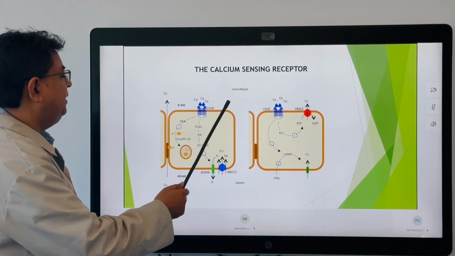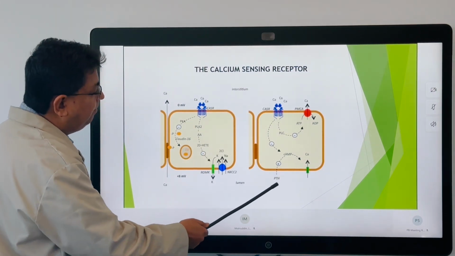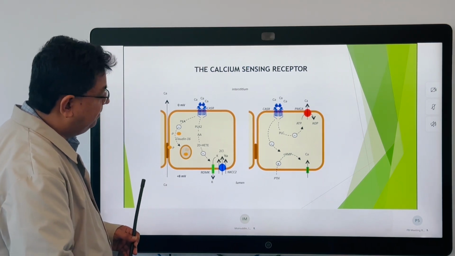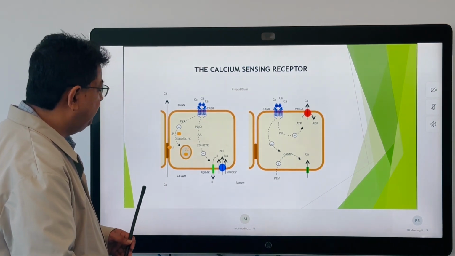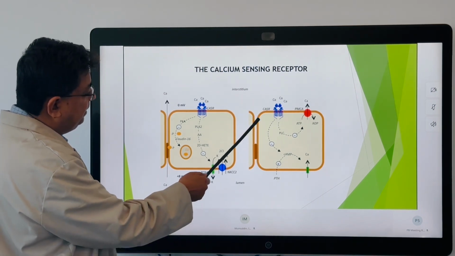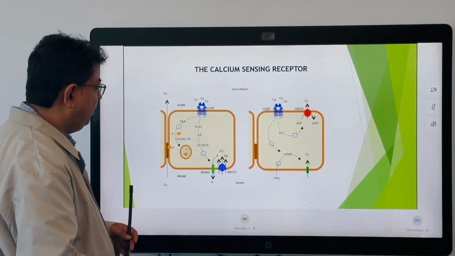At the level of the distal convoluted tubule, presence of calcium will block transport of calcium across the luminal membrane, resulting in lesser absorption of calcium, and the presence of calcium will ultimately lead to blockage of release of parathyroid hormone.